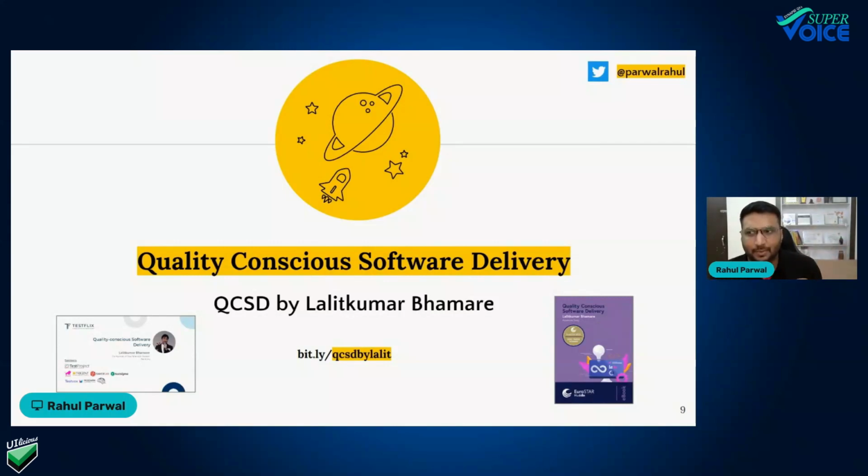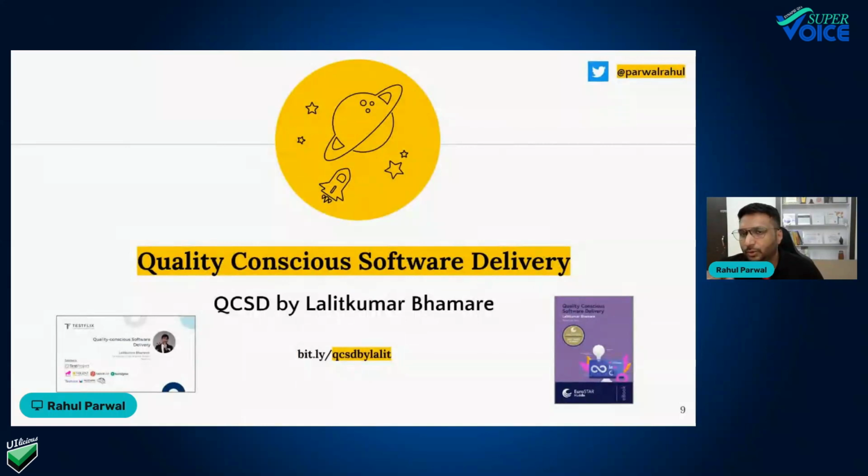And the essential aim of this QCSD is that we make delivery of quality products by quality conscious people using quality empowering processes. So three things to focus on: quality products by quality conscious people using quality empowering processes. And if we can do that, we can certainly bring quality to the software delivery.